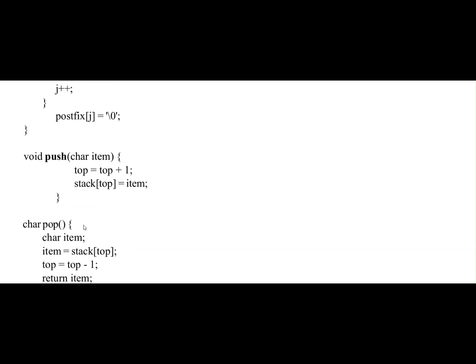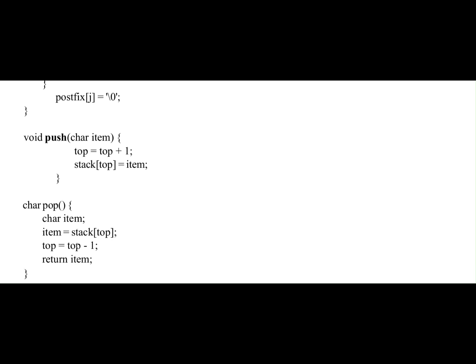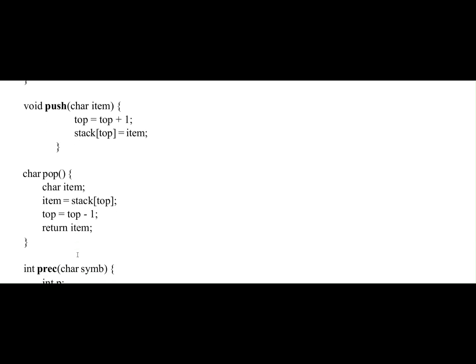In void push, we are adding an element into the stack. In character pop, we are popping out, or taking out, an element from the stack.